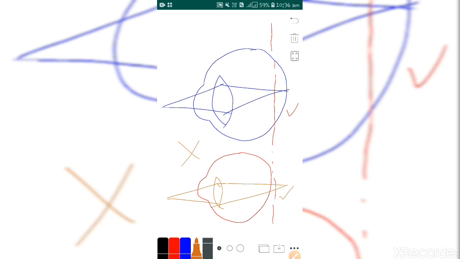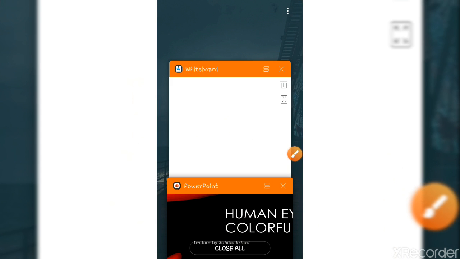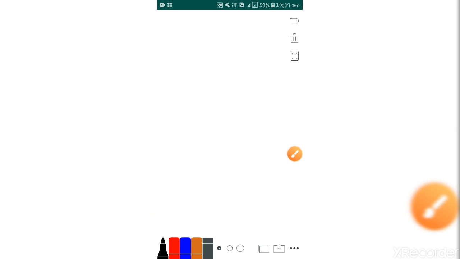So, like we had corrected the defect of the myopic eyes, we can also correct this hypermetropic eye by using a convex lens, which you can see here. This is a convex lens. Since the light rays are being formed behind the retina, we want to just bring them forth at the correct position. I'll show you how.